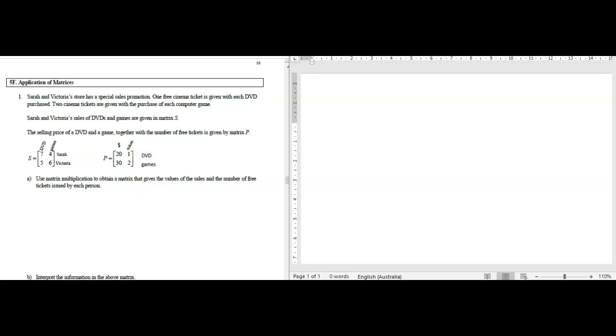So in this example here, we have Sarah in Victoria's store has a special sales promotion. So one free cinema ticket is given with each DVD purchased.